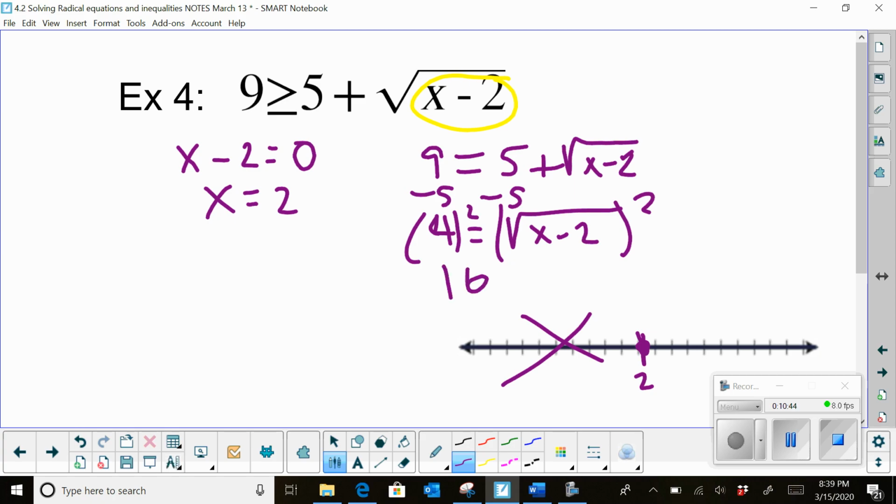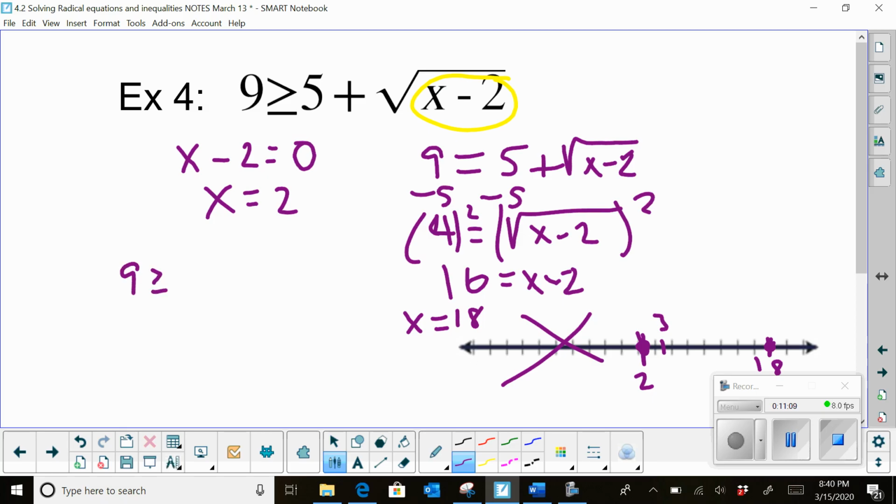So you get 16 equals x minus 2. Add 2 to both sides, and you get 18. So 18 is our other circle. Again, that one will be closed as well. And then let's pick something easy to test between 2 and 18, like 3. So we're going to plug in 3. I'll come over to the side.